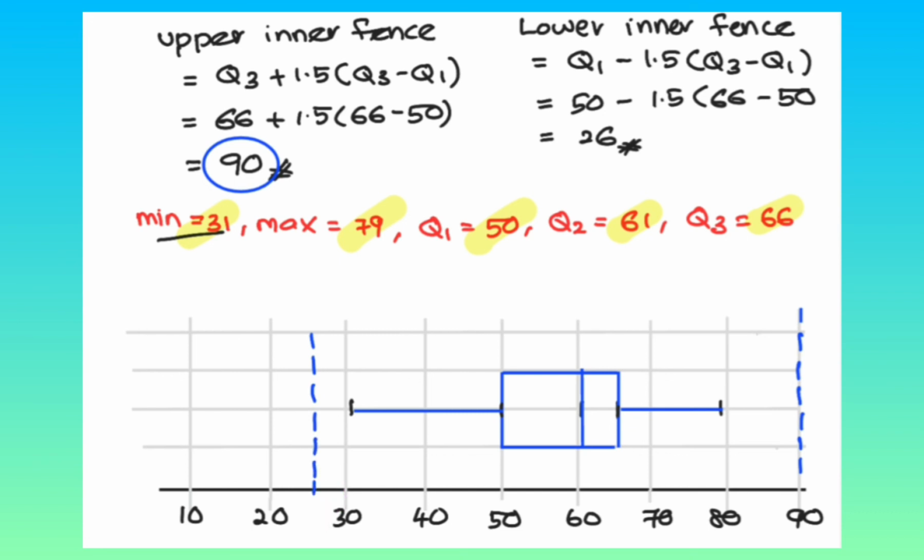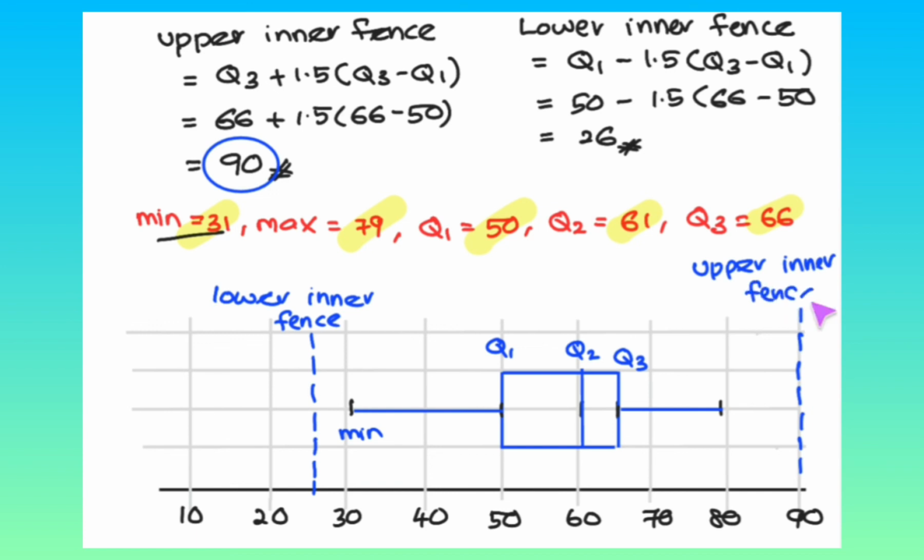And then don't forget to label. So this is the lower inner fence. This is the minimum value. This is Q1, Q2, Q3. And this is the upper inner fence. So our box and whiskers plot, or box plot, is ready.